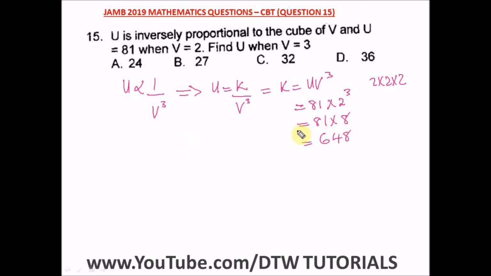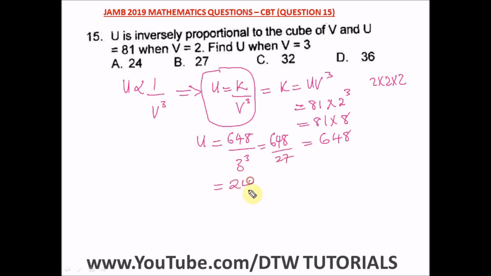So from here the question says find U. So to find U, this is what we're going to use. U is equal to, find U when V is 3. We already know our K as 648. So we have 648 divided by V, which is 3, that is 3 raised to the power 3. If you punch in your calculator, 3 raised to the power 3, that's 27. 648 divided by 27, you're going to get 24. So U is 24, and our right option here is option A.